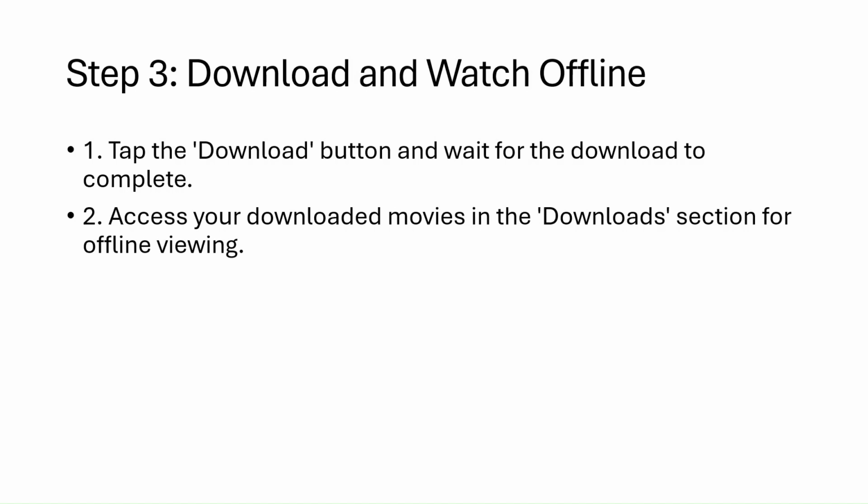Step 3. Download and watch offline. Tap the download button and wait for the download to complete. Access your downloaded movies in the download section for offline viewing.